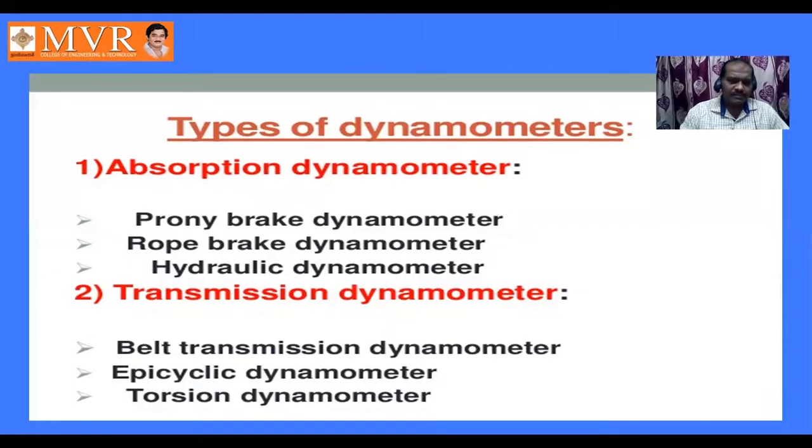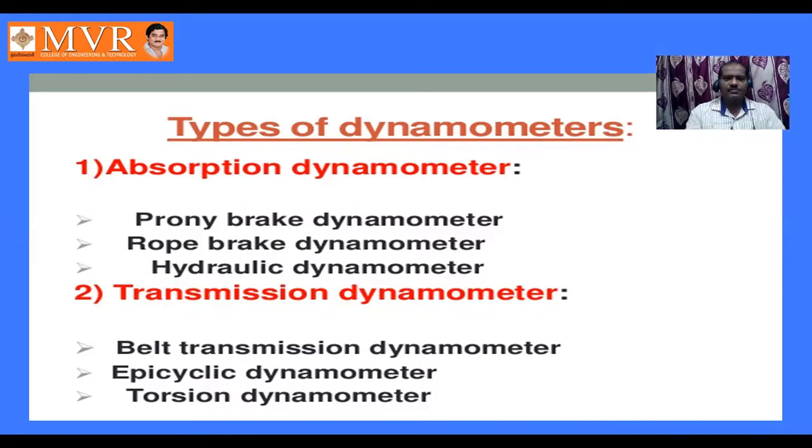So in this class, we are going to learn about transmission dynamometer. In that also, we have three categories: belt transmission dynamometer, epicyclic dynamometer, and torsion dynamometer. So we have to discuss how these are constructed and how they measure the power of an engine, prime mover or a motor. So power has to be measured.